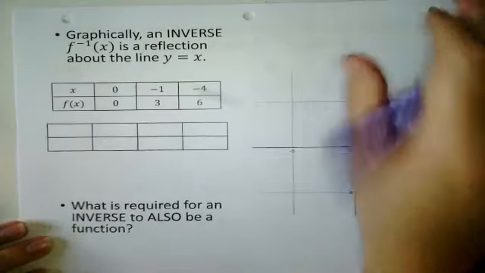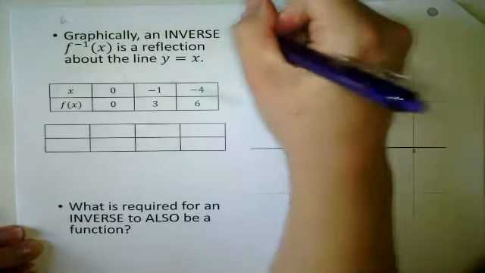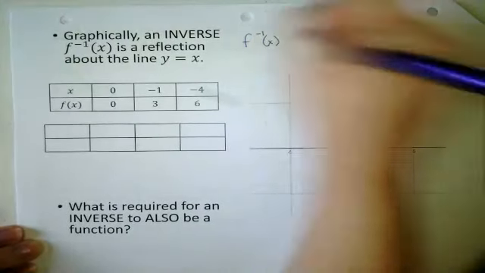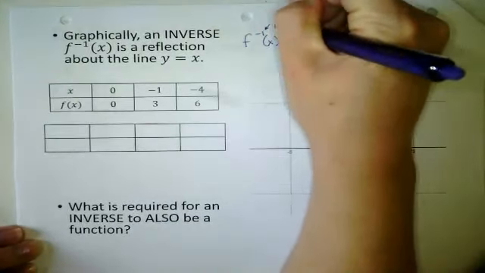So graphically, an inverse. So this is the inverse notation. f inverse of x. And so this to the negative one really means inverse. And so you want to say the word inverse. You don't want to say f to the negative one power. Don't say that. It means inverse, and that's definitely notation you want to understand. So graphically, an inverse is a reflection about the line y equals x.